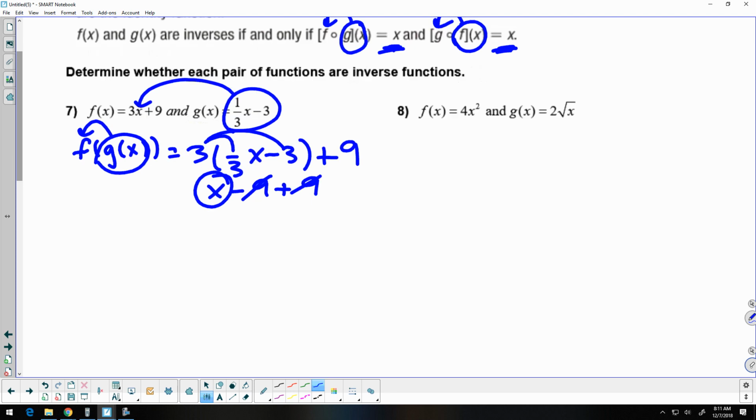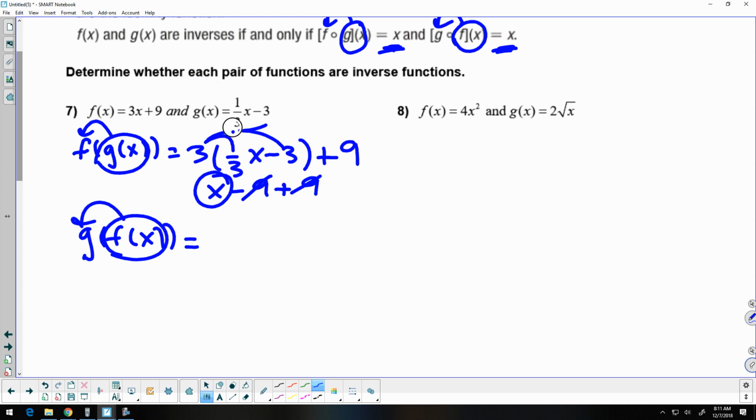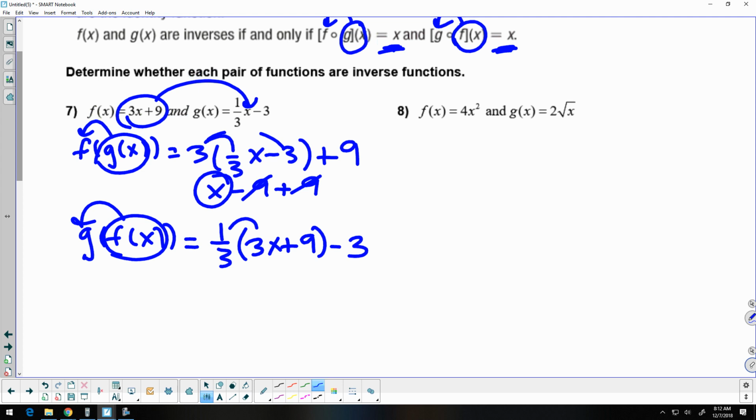If we do it vice versa, if we do g of f of x, now we're doing the opposite. We're plugging f into g, so going backwards. I'm going to take f of x and plug that into g of x. So now I'm going to have 1/3 times all that stuff, 3x plus 9, minus 3. Simplifying again, distribute 1/3, so you'd have positive 1x plus 3 minus 3.